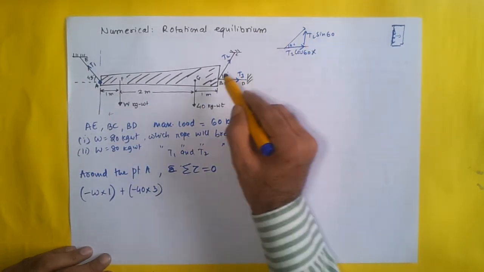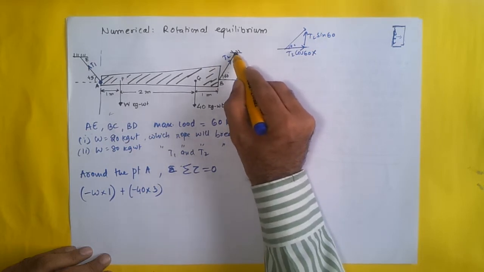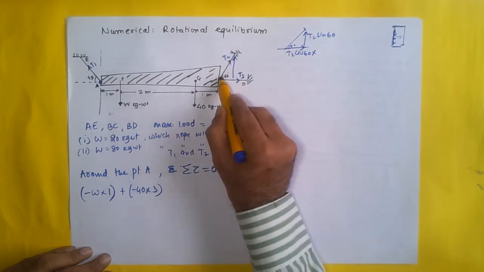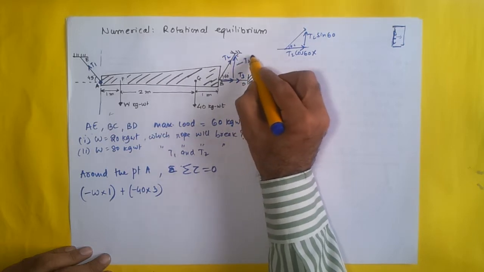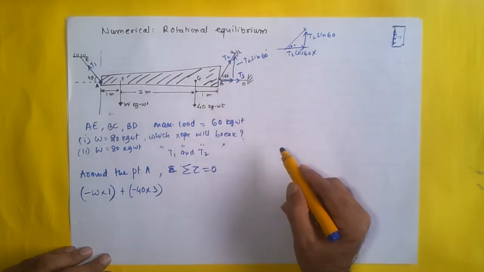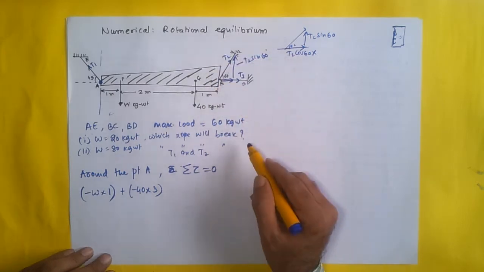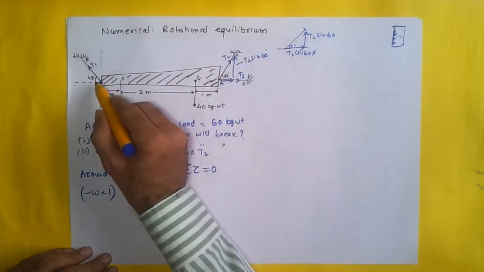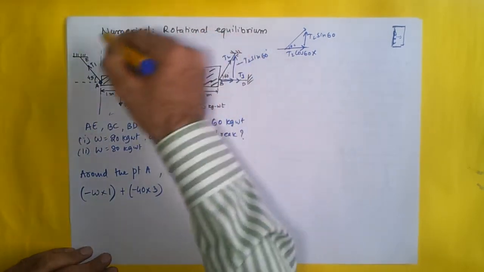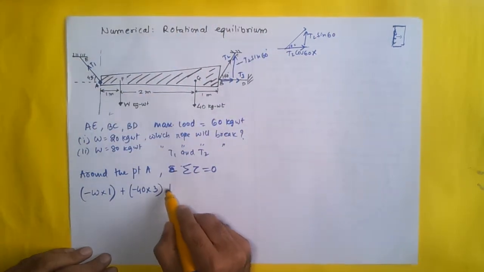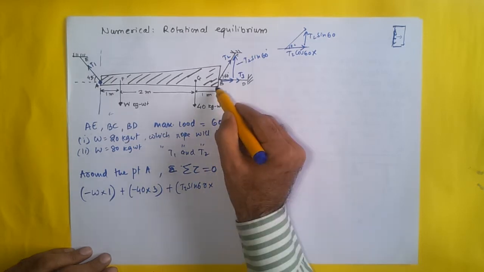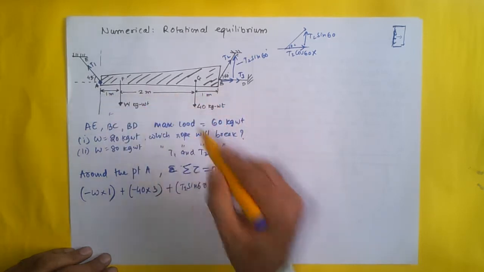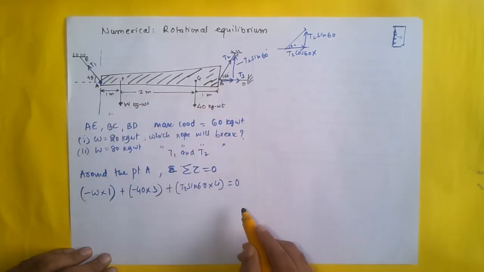Whereas T2 sin 60 is acting in the upward direction. I can show it over here. This is T2 sin 60. This is T2 cos 60. So it will apply a torque, and it will apply an anti-clockwise torque. This is the axis of rotation. It is acting in the upward direction, so it will apply an anti-clockwise torque. So I'll get plus T2 sin 60 is the force, and its distance from this is 1 plus 2 plus 1, 4. This will be equal to 0, right? Okay.